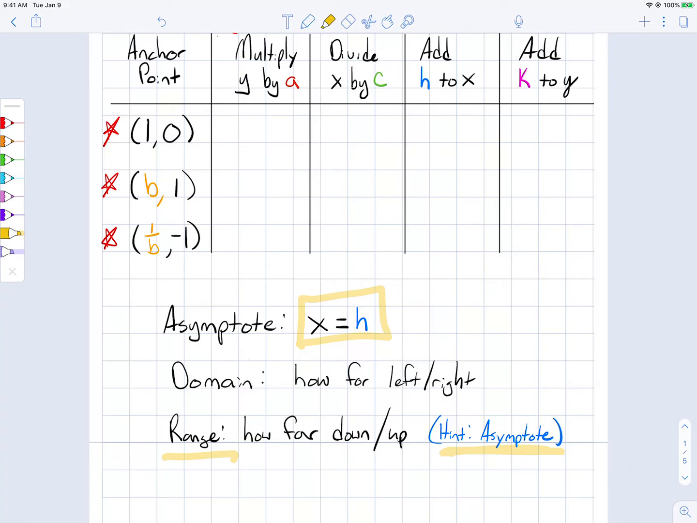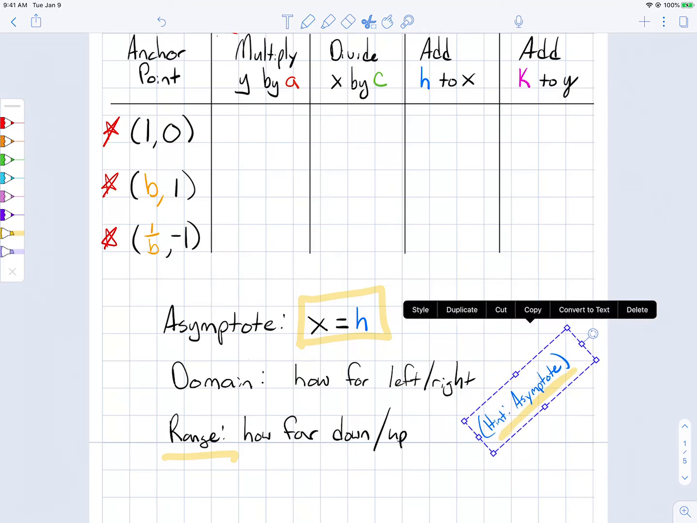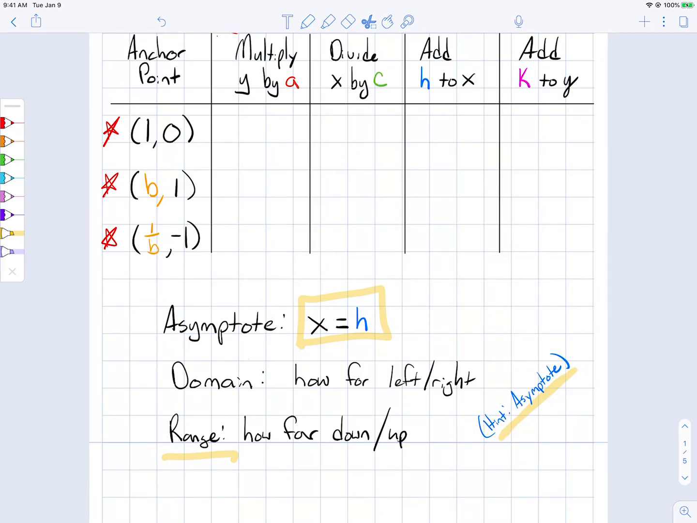Think about what it means to have a line of x equals h. This hint actually should just be over here on the side because one of those is going to be affected by the asymptote.